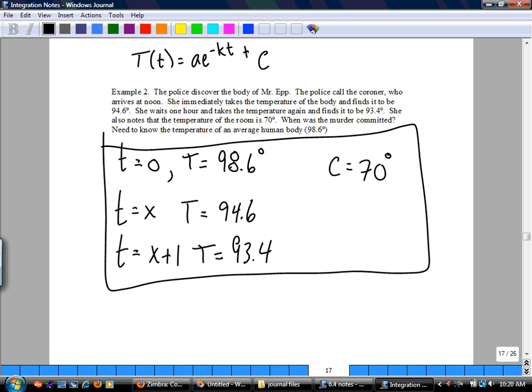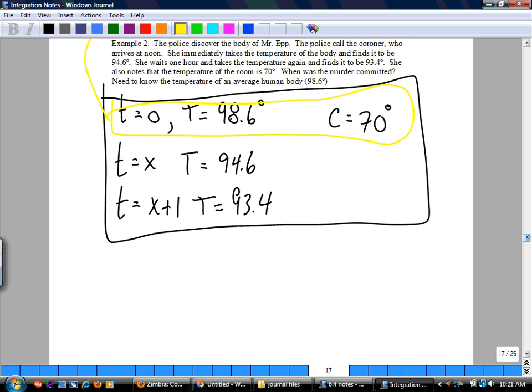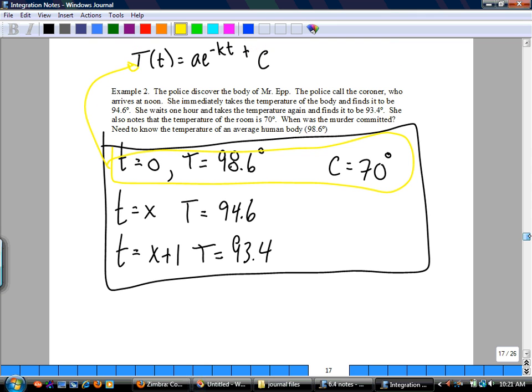So the first step in the process is to take all of this information and put it into the formula. So big C is 70, big T is 98.6, little t is 0. And that tells you some stuff. 98.6 equals a e to the negative k times 0 plus 70.